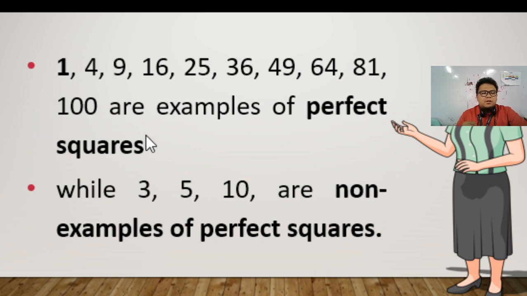Later on, you will know how important perfect squares are. Meanwhile, 3, 5, and 10 are non-examples of perfect squares, because if we look for the square root of 3, 5, and 10, it will not result in a whole number. It will result in a number with a decimal point.